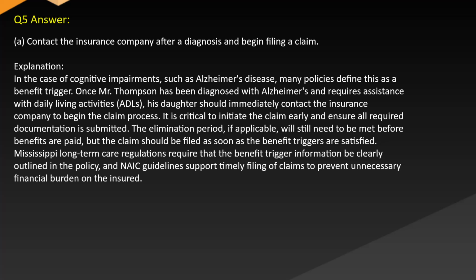It is critical to initiate the claim early and ensure all required documentation is submitted. The elimination period, if applicable, will still need to be met before benefits are paid, but the claim should be filed as soon as the benefit triggers are satisfied. Mississippi long-term care regulations require that the benefit trigger information be clearly outlined in the policy, and NAIC guidelines support timely filing of claims to prevent unnecessary financial burden on the insured.